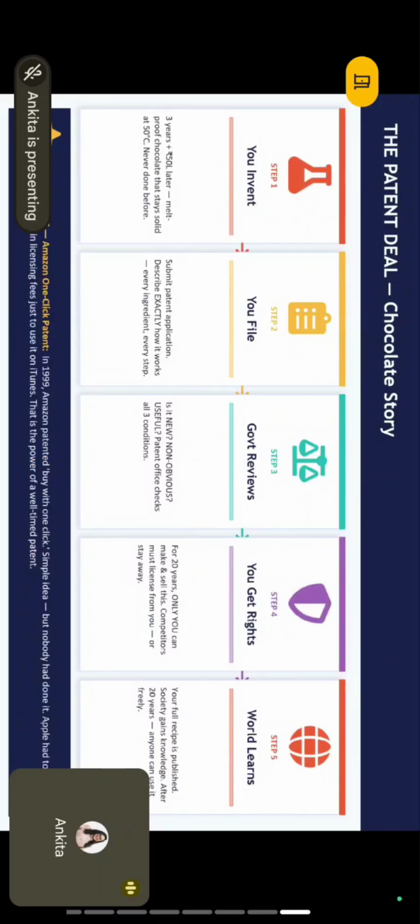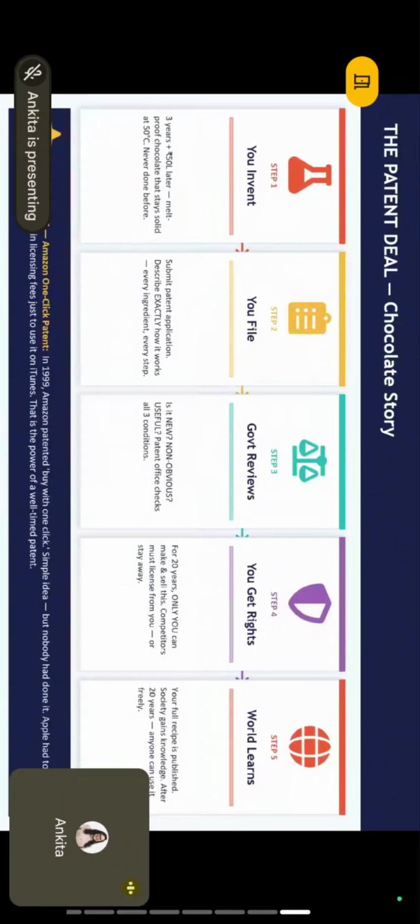So let me explain with a very simple story. Let's discuss a chocolate story that will make the entire patent process crystal clear for you guys. Imagine you have a chocolate and you love chocolates. You spend 3 years in your kitchen and 50 lakhs, and finally you create a chocolate that doesn't melt even at 50 degrees Celsius. So this is your invention. Nobody has ever done this before, and this is genuinely new.